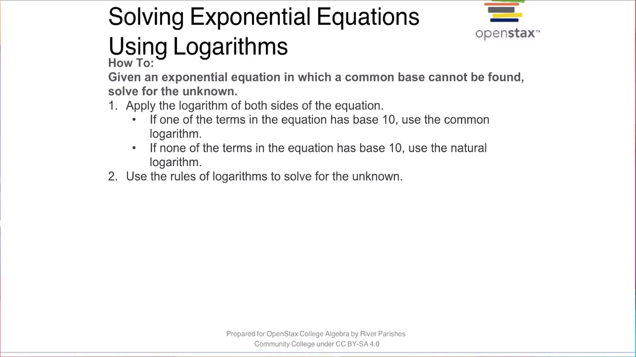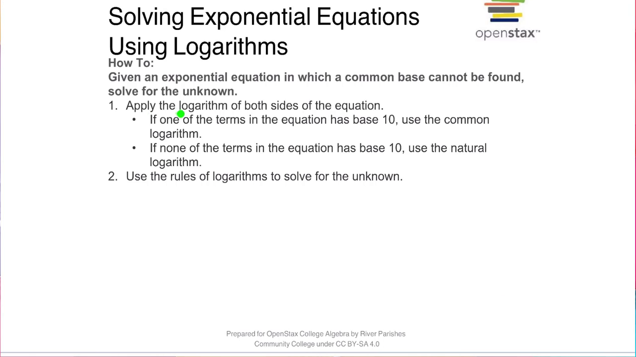All right, so we talked about solving exponential equations with the one-to-one method and by making like bases. But now we're going to use logarithms to solve them. So given an exponential equation in which a common base cannot be found, solve for the unknown. If you can't find a common base, like in that 2 to the x equals negative 100, we couldn't find a common base. So potentially you could try to solve it this way.